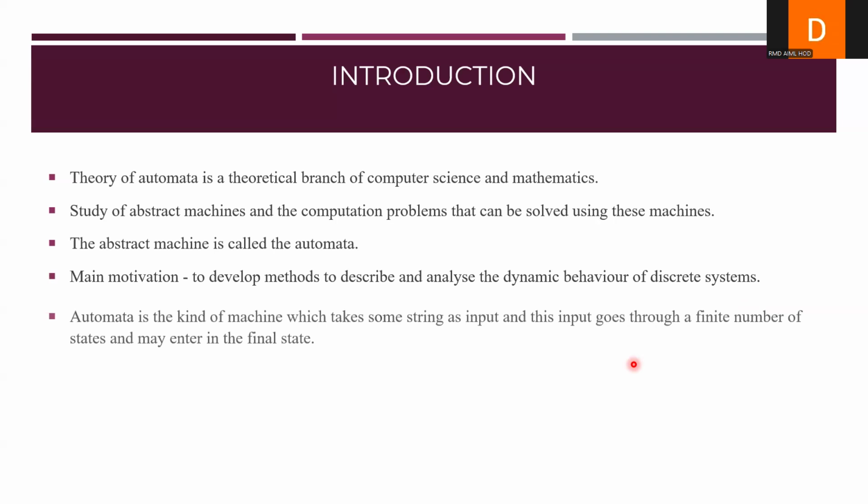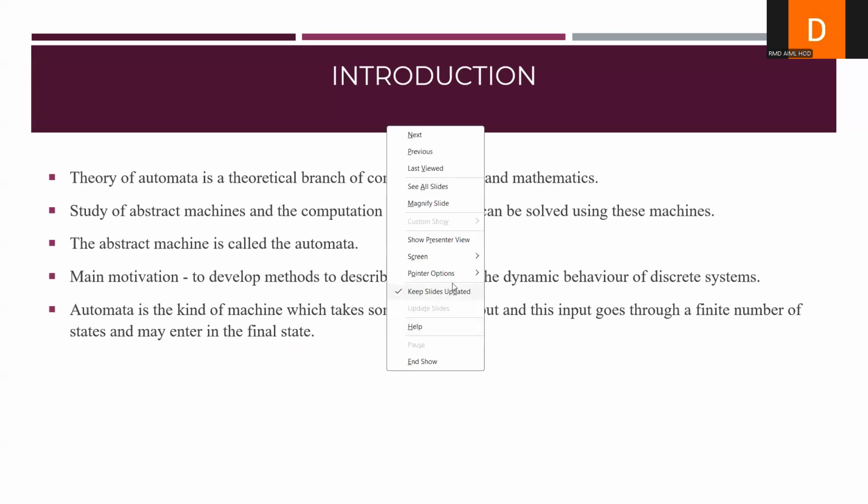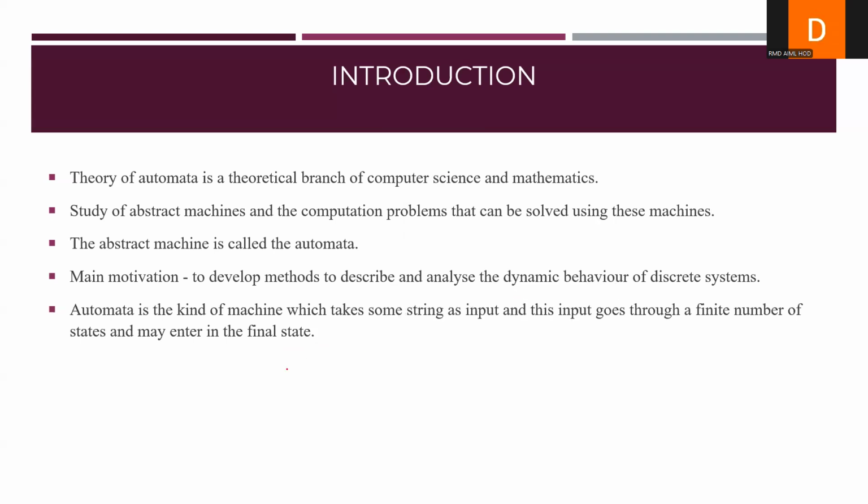And what will this automata do? This automata will take some string as input, and this input will go through some set of states where the number of states is finite, and finally it enters the final state. If the input string is able to enter the final state, then we say that the string is accepted by the automata, or the string belongs to the automata. So that is what this automata will do.